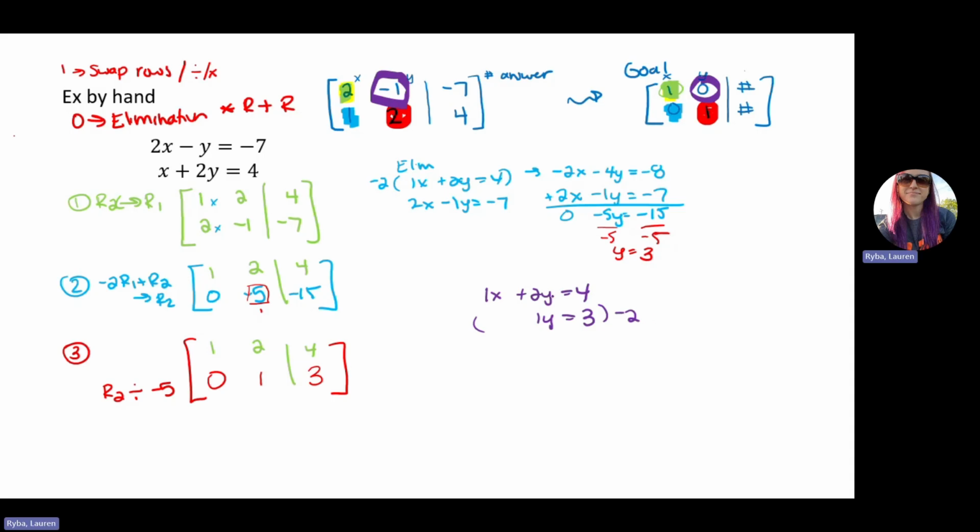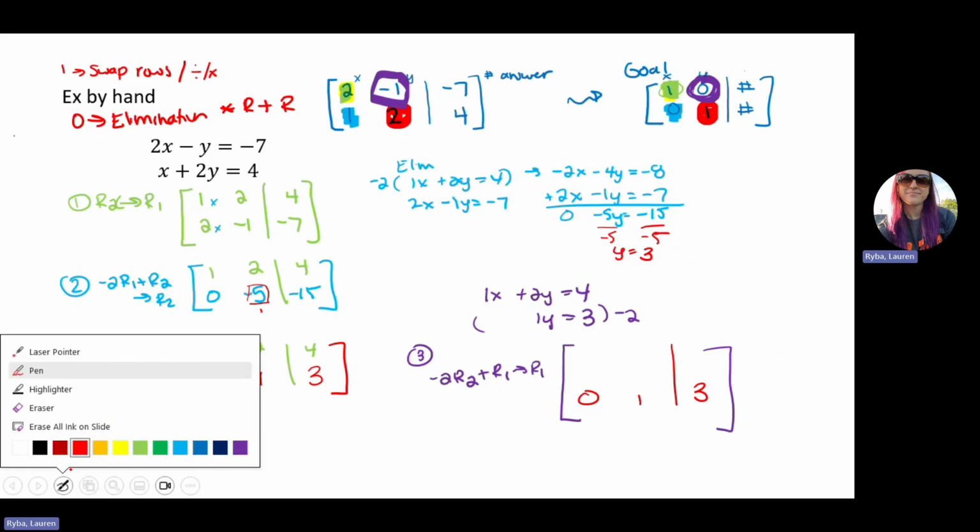That's exactly what we're going to do in the matrix. So I'm going to take -2 times the second row. I'm going to add it to the first row. Now, this second row is solved. Our goal is to solve for x. So it's going to replace the first row, because we are changing something in the top row's position. Our goal is to get a 0 here. So I have 0, 1, 3. That part is not changing.